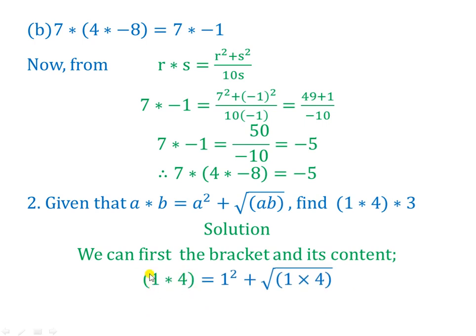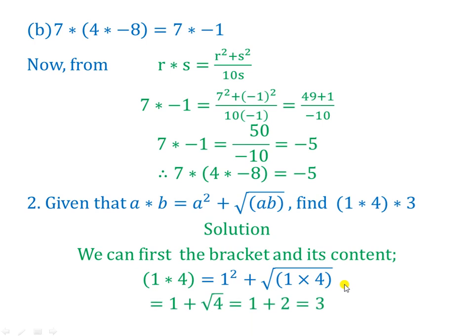How do I look for it? I am going to look at 1 * 4, compare it with our formula a * b. So what does it mean? It means a corresponds to 1 and b corresponds to 4. So wherever you have a in this formula, we are going to put 1, but of course you will have to square. Then wherever you have a again, I put 1. Then wherever I have b corresponds to 4, so I will put a 4 there. That is why you see me having 1 squared plus square root of 1 times 4.